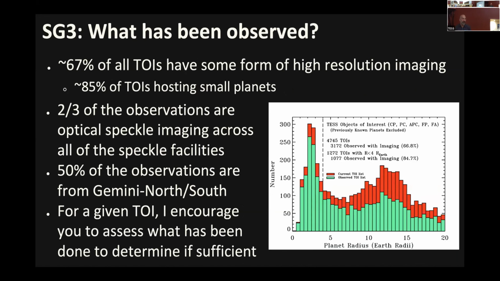So here's a summary of what actually has been done. And 67% of all the TOIs have some form of high resolution imaging. I actually was quite stunned by this number. I didn't realize it was quite this high.